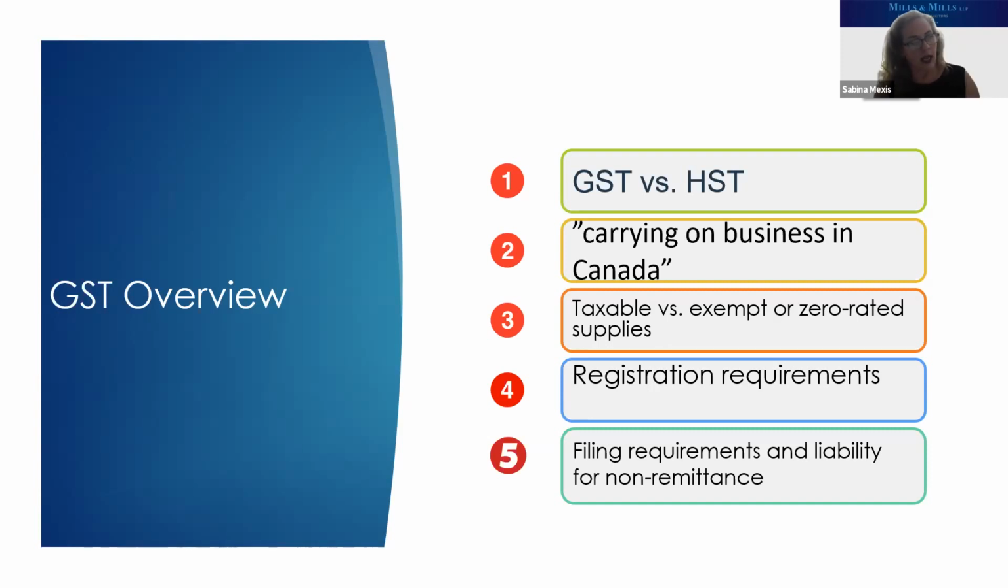Okay, so the general rule in the Excise Tax Act, which is the act that applies for the GST, is that everything is taxable unless it is either exempt or taxable at a rate of 0%. And I will explain the difference between the two. So most property and services that are supplied in or imported into Canada are subject to GST.